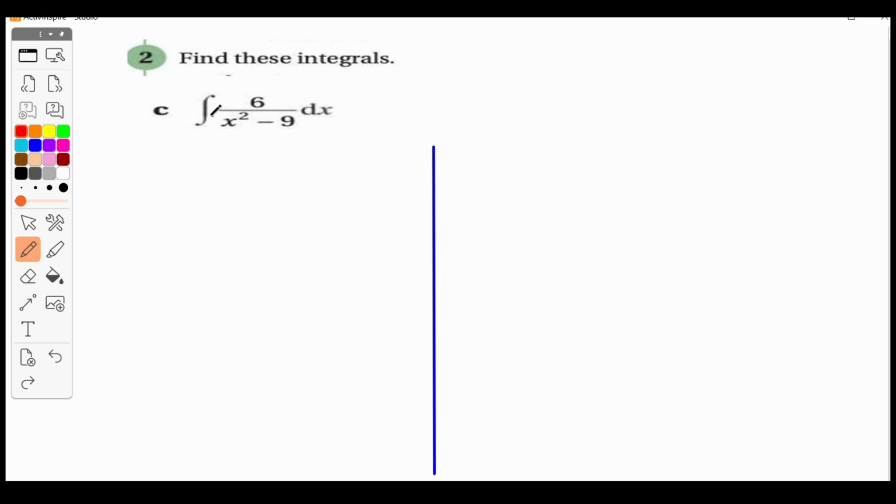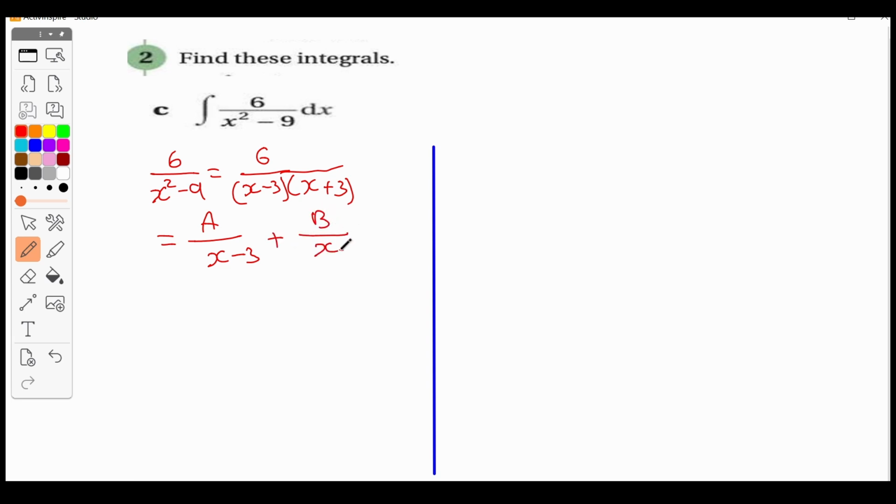Question 2c, the integral of 6 over x squared minus 9. Here we have to write this quantity as a product of two quantities, as this one is a difference of two squares. So 6 over x squared minus 9. This is a difference of two squares, in between is minus, each with power of 2. So it could be written as x minus 3 times x plus 3. So that could be written as a over x minus 3 plus b over x plus 3.